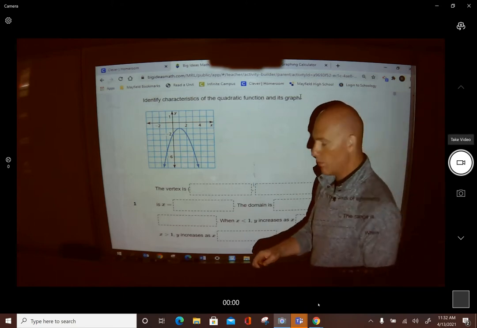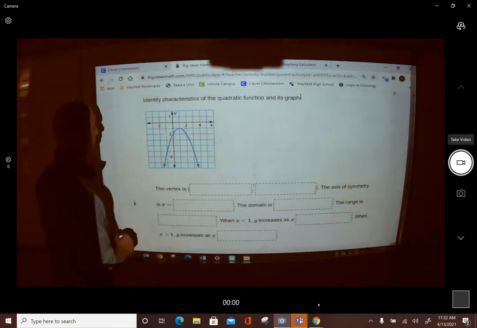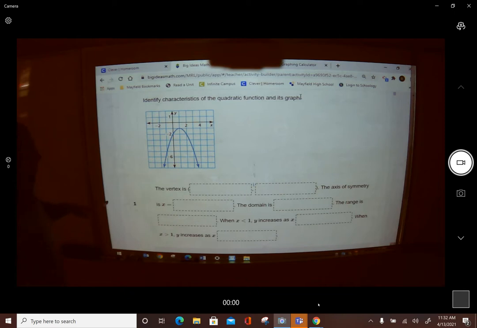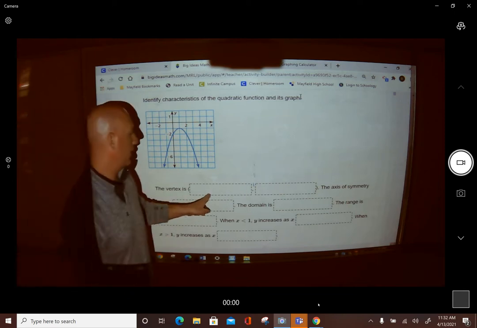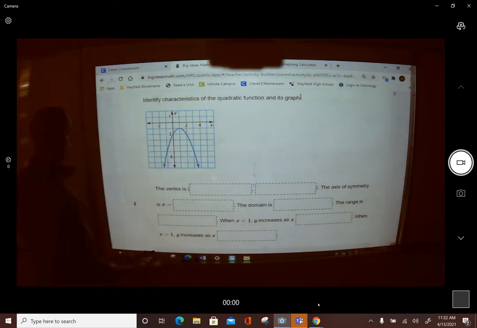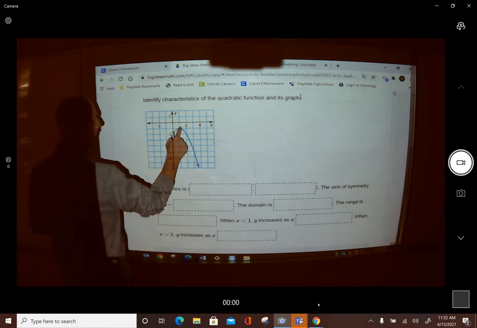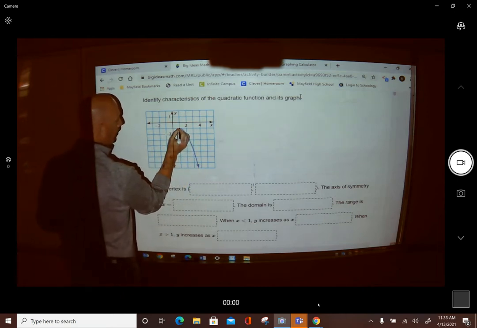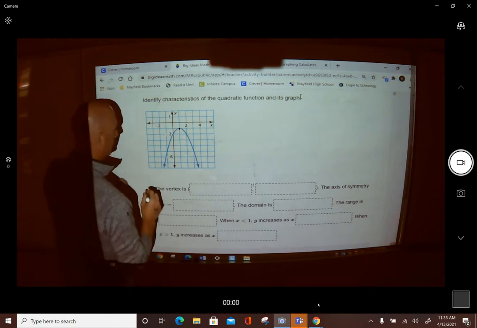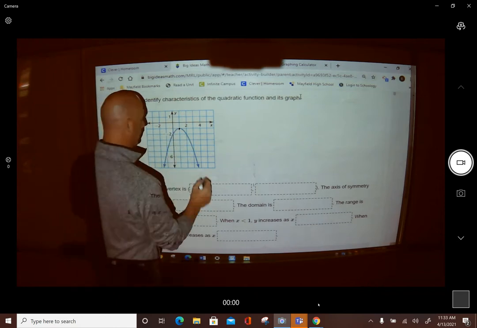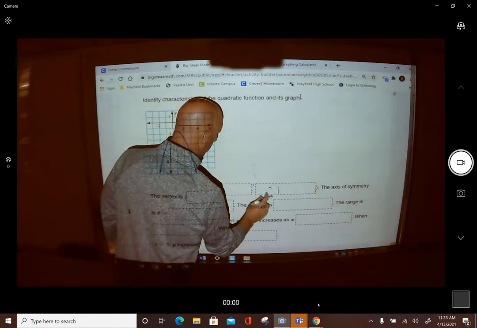Okay guys, this is number 1 on your homework. So when we're looking this way, it's going to go right through it. The vertex is blank and blank. So you can look right at the graph. Hopefully we can tell. The vertex, remember, is the turning point right here. So the vertex is at 1, -1.